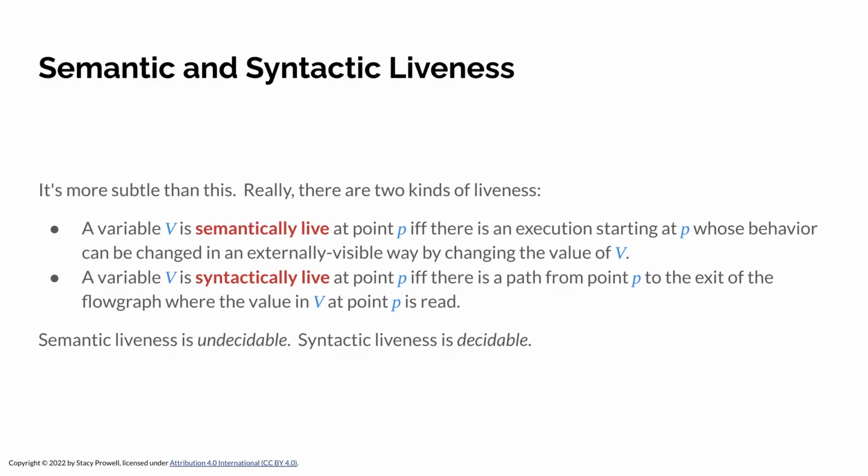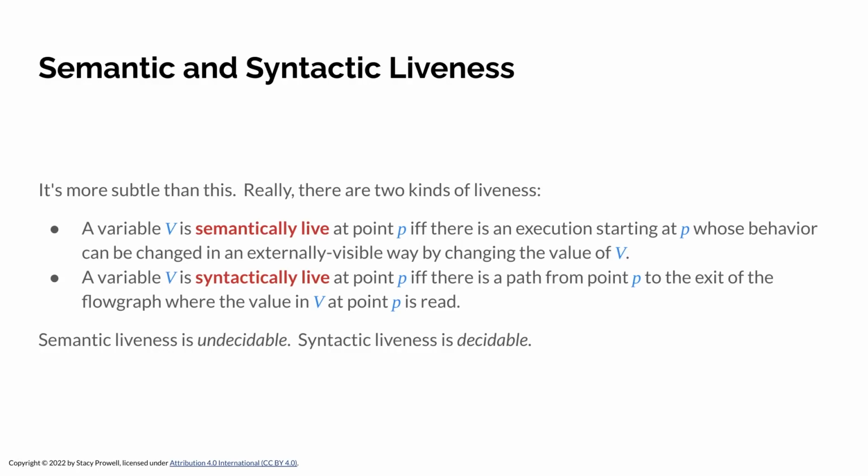A semantically live variable, v at some point p in a program, is live if there is an execution that starts at that point p, whose behavior can be changed in an externally visible way by changing the value of v. A lot going on in that definition. Externally visible, meaning it has some effect that we can observe. If it doesn't have an effect we can observe, then it's basically meaningless. Right? If it doesn't make the program run longer or generate different output, then I don't know how to make the argument that it's live. Okay?